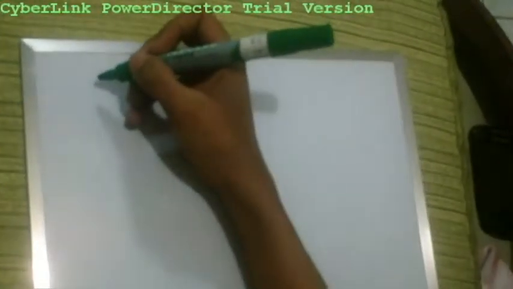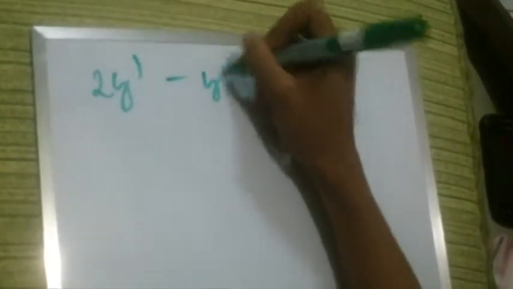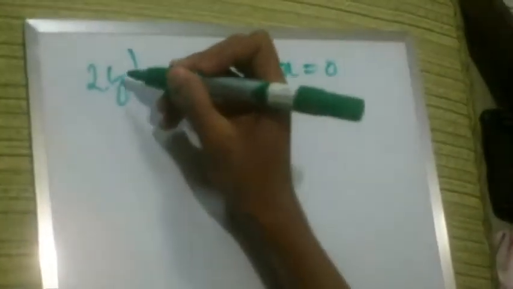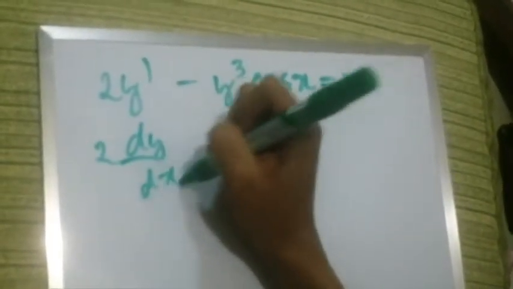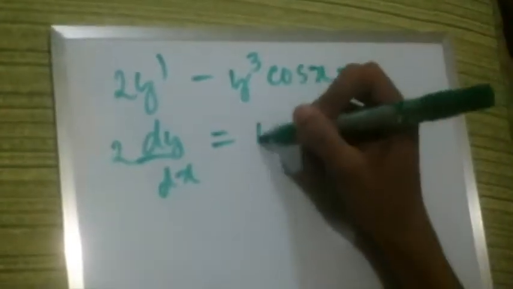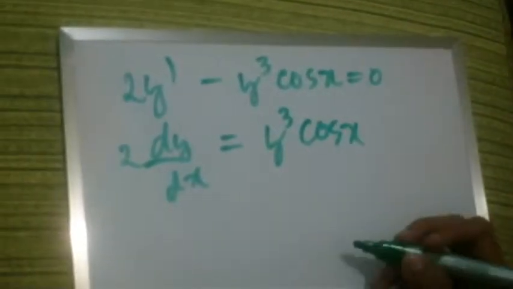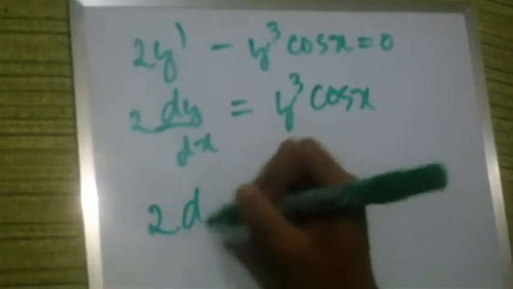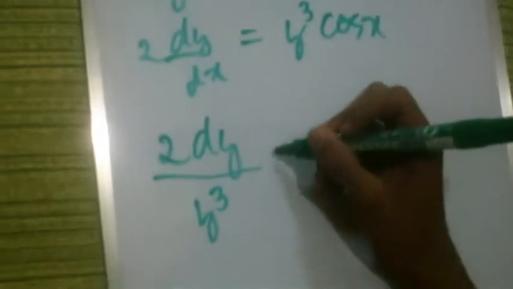The second problem that we were asked to solve is 2y prime minus y cubed cosine of x is equal to 0. y prime is equal to dy over dx. Then we transpose this y cubed cosine x into the other side, and then we put it into the form of separable.